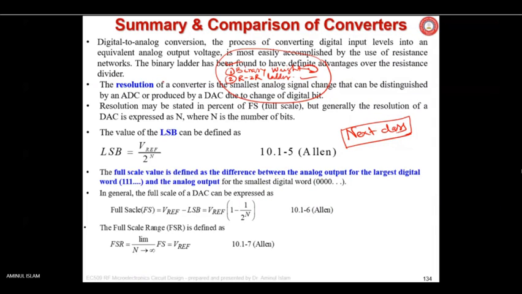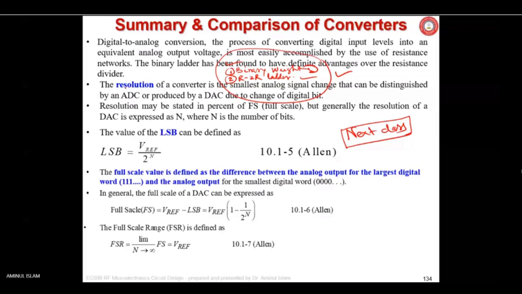You are not listening. Sir, yes. In the R2R ladder we do not need high values of resistance. We can simply use only two values of resistor. Rather, one value can be used, and the other one can be made to make 2R by connecting in series. So that is the advantage. Whereas in binary weighted there are so many resistor values, and getting precision resistors of those various values is difficult.